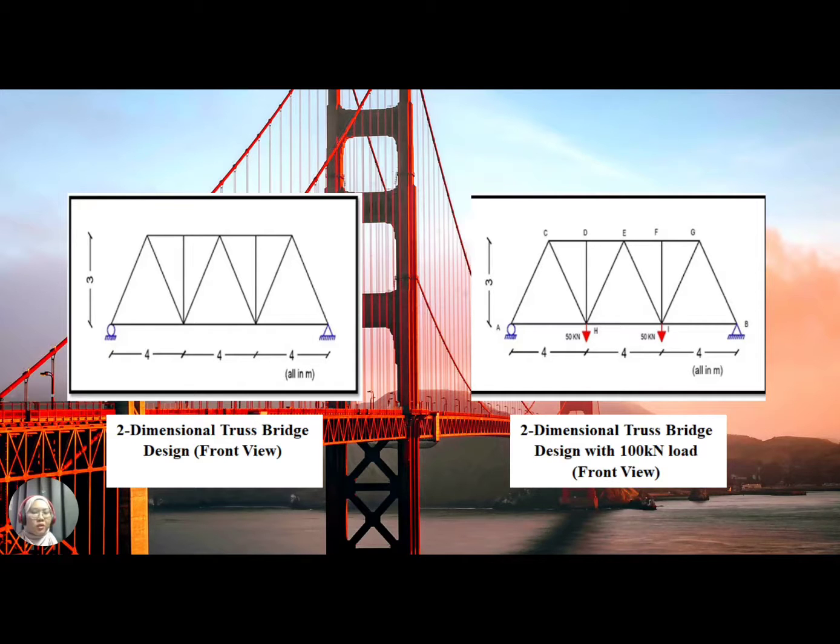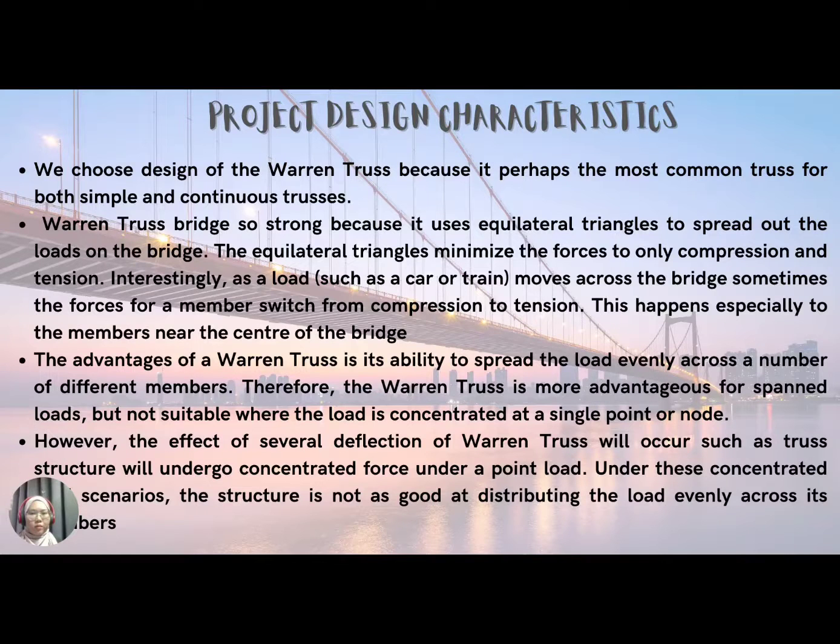In most trusses, we know that members are arranged in interconnected triangles as shown. Because of this configuration, truss members carry load primarily in tension and compression. We choose the project design characteristics.